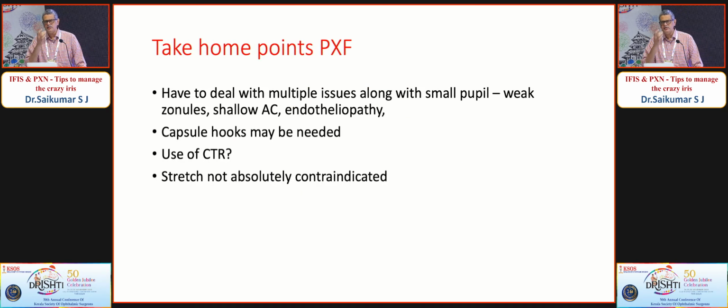So take-home points regarding pseudo-exfoliation: you have to deal with multiple issues here, like a small pupil, weak zonule, shallow AC, and it's very well documented that pseudo-exfoliation patients do have significant endotheliopathy. They do have significant problems with the corneal endothelium. Capsule hooks may be needed instead of normal iris hooks. Use of CTR in all pseudo-exfoliations used to be recommended a decade ago. I don't know how many of you regularly use a CTR for all pseudo-exfoliations, even if they have weakness or not. There used to be a time when we all used.